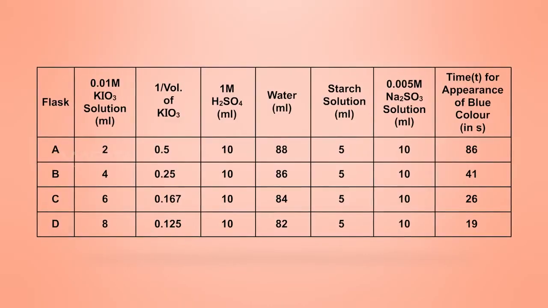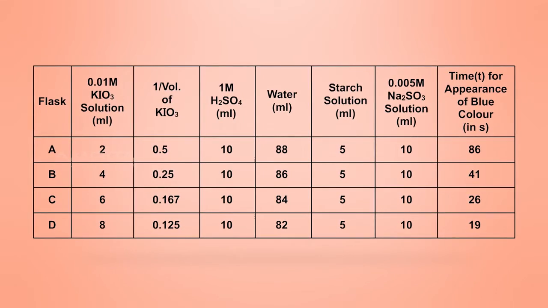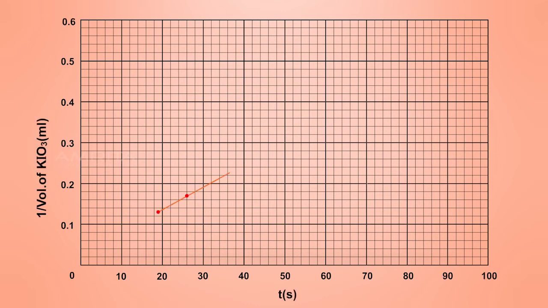Record the observations in a tabular column. Plot a graph between 1 by volume of potassium iodate along the ordinate and time for the appearance of blue color along the abscissa. The graph should be a straight sloping line. From the graph, it is clear that the rate of reaction between potassium iodate and sodium sulfite increases with increase in concentration of potassium iodate.